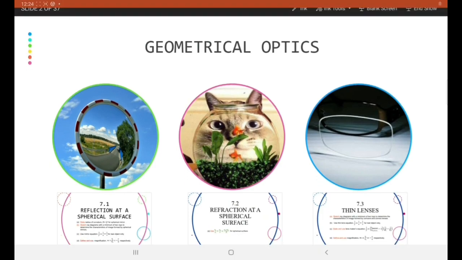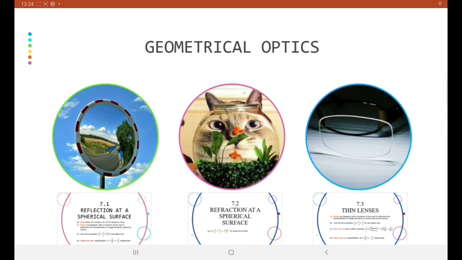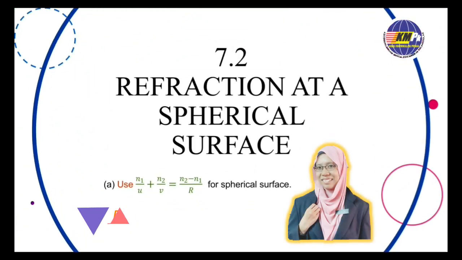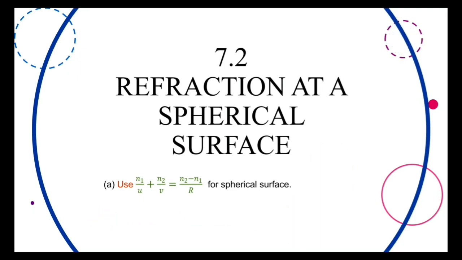Let's go for the second subtopic, refraction at a spherical surface. In this subtopic, you should be able to use the equation n1 over u plus n2 over v equals n2 minus n1 over R for a spherical surface.